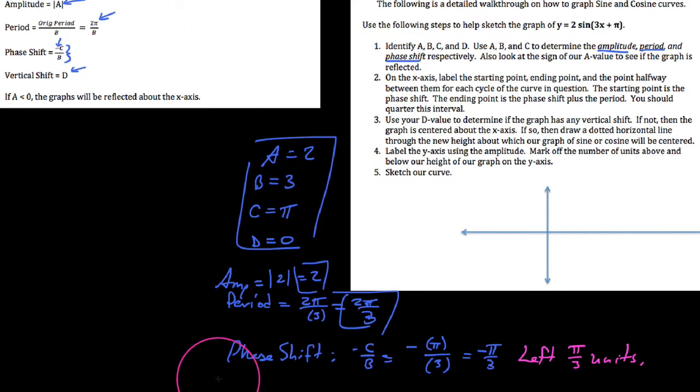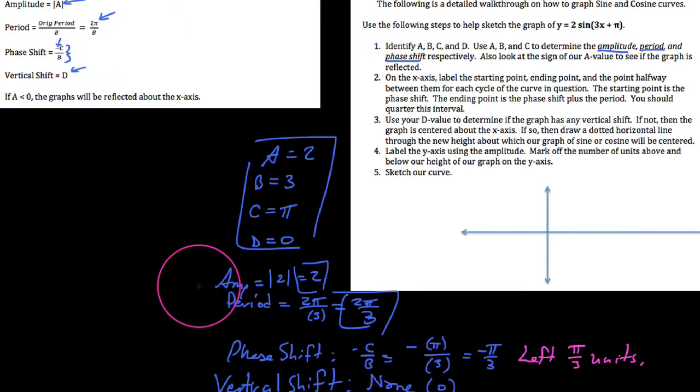And then we say, how about vertical shift? Vertical shift. And that's just our d value. And in this case, we say none, or 0, okay? Because it's not going to move at all if you don't have a d value. Last but not least, we say, is a negative?